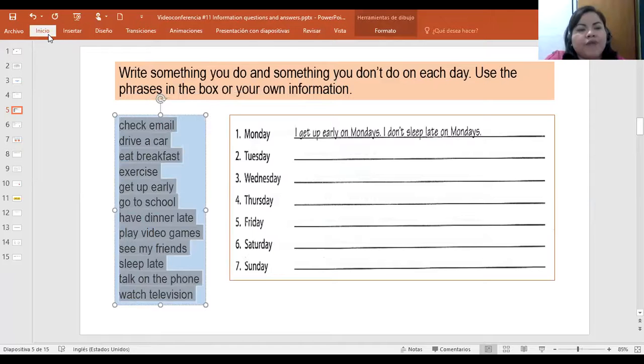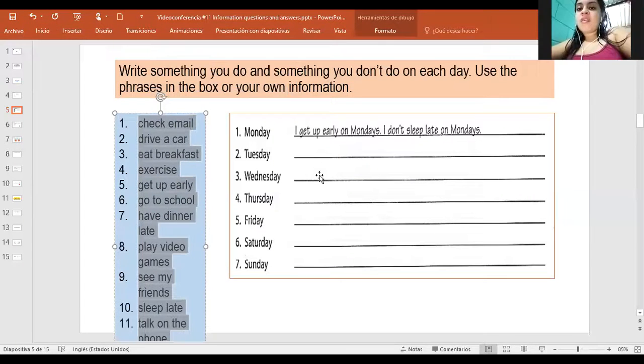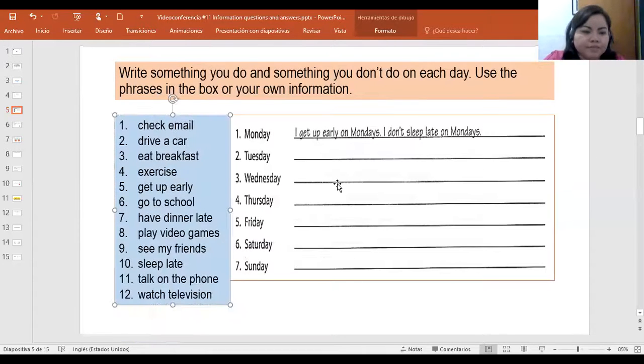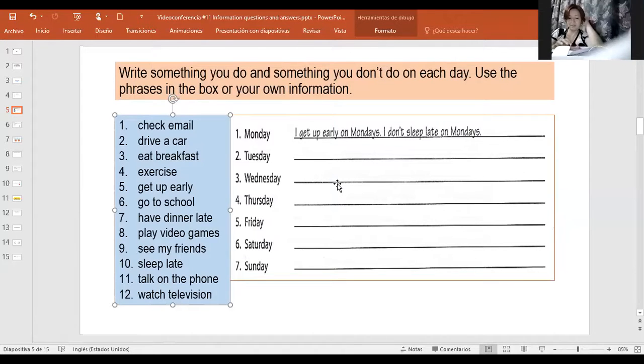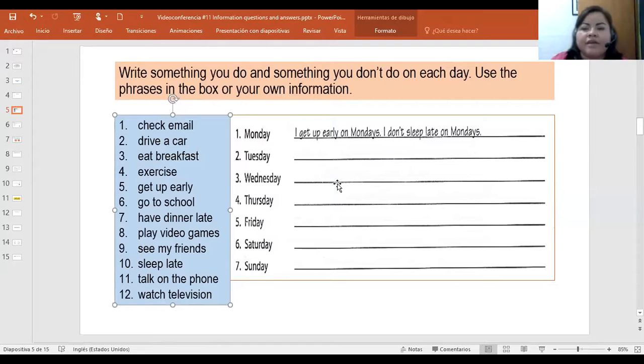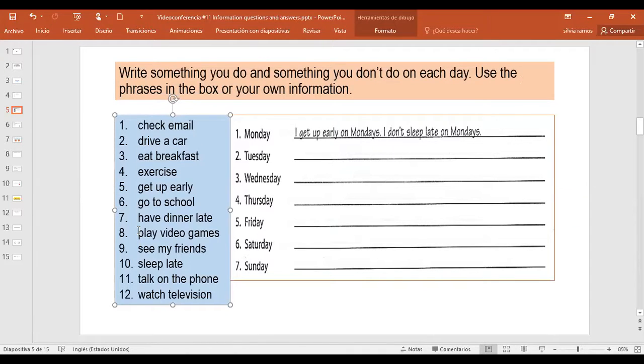Number two, drive a car. Drive a car. Three, eat breakfast. Eat breakfast. Number four, exercise. Okay. Number five, get up early. Very good. Get up early. Number six, go to school. Very good.